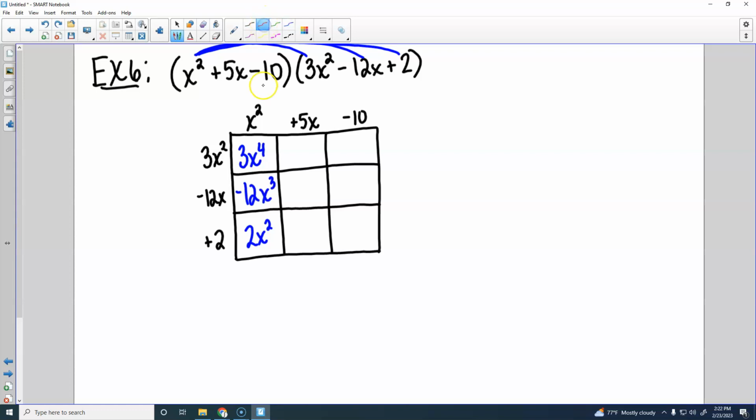So then next you would be distributing that 5x. So you'd be doing 5x times 3x squared. 5x times 3x squared is what goes in this box. So it would give you 15x to the 3rd. Then you would have to do 5x times negative 12x. That's going to give you negative 60x squared. And then you would have to do 5x times 2, which will be 10x.